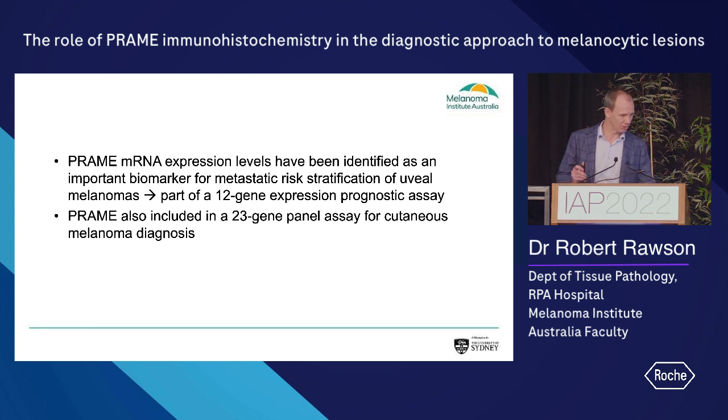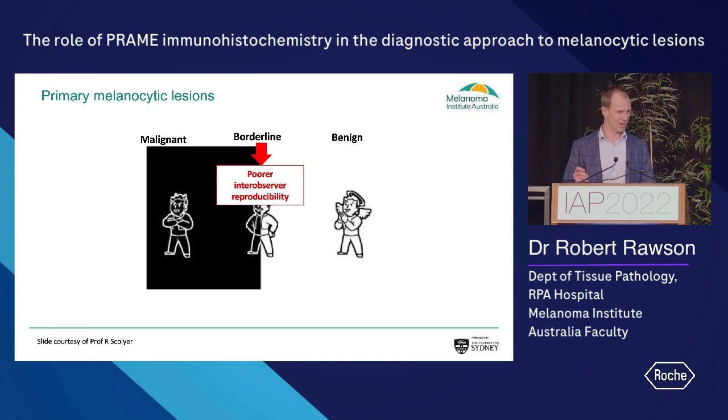Now, I'd like to thank Richard Scolyer for these slides, which I think really illustrate why we need things like PRAME immunohistochemistry. That is because I think most of us as pathologists know that the vast majority of melanocytic tumours are readily identified as either benign or malignant quite quickly under histological examination of just an H&E section.